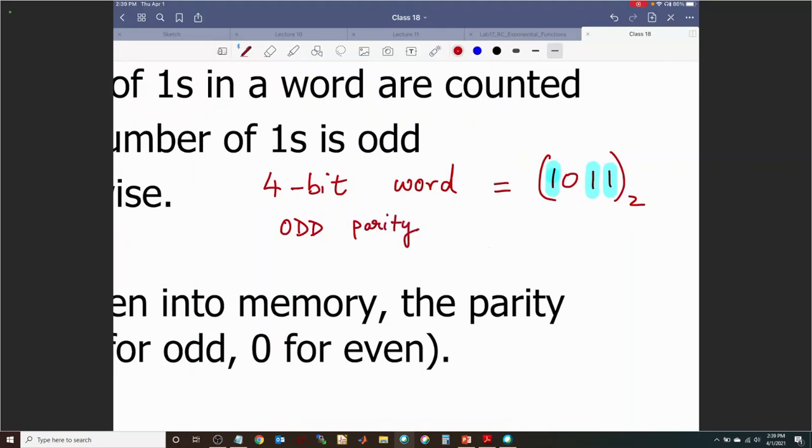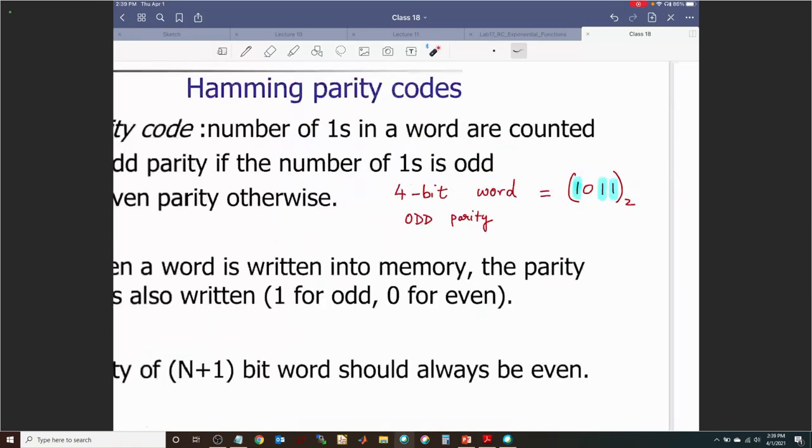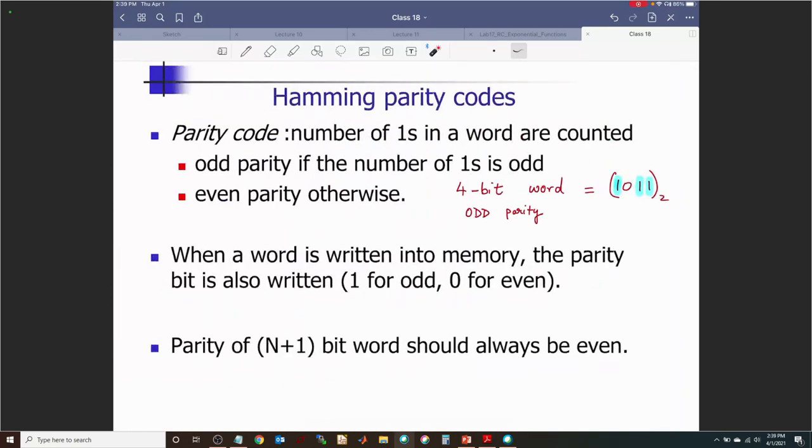You guys see that? So that's the number of ones in the code word. Now the code word could be 4 bits, could be longer, but just to give you a sense of how parity is computed, I'm giving you a very simple example of a 4-bit word. Just count the number of ones, and that's going to indicate whether it is odd parity or even parity. Odd number of ones, odd parity. Even number of ones, even parity.